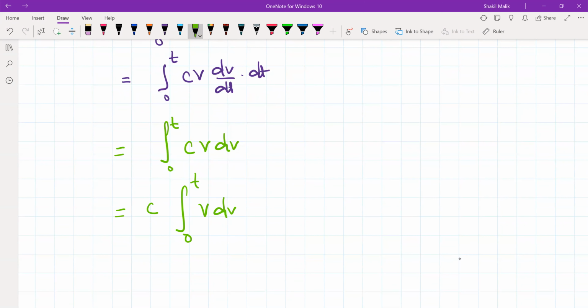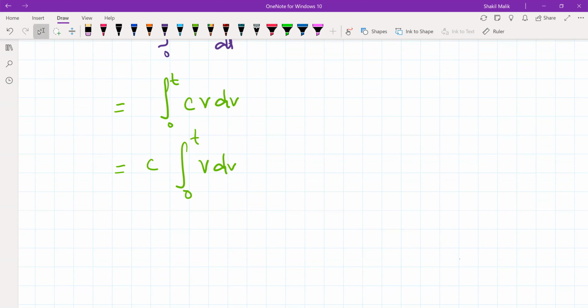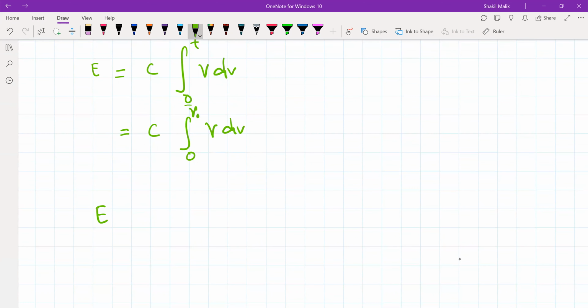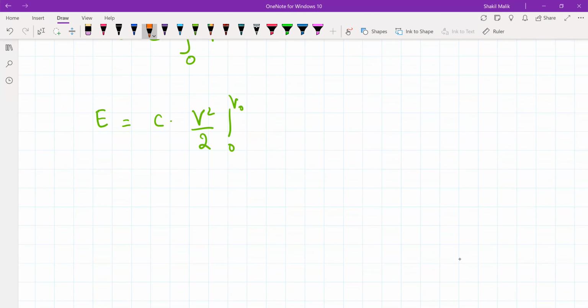Now you can see the integration is with respect to V, but our limits are with respect to time. So let's change this. At t equal to 0, the voltage stored in the capacitor is 0. When time reaches t, the voltage across the capacitor is V0, which we assumed. Now integrating this, we'll get E is equal to C V0 square by 2, with limits 0 to V0.